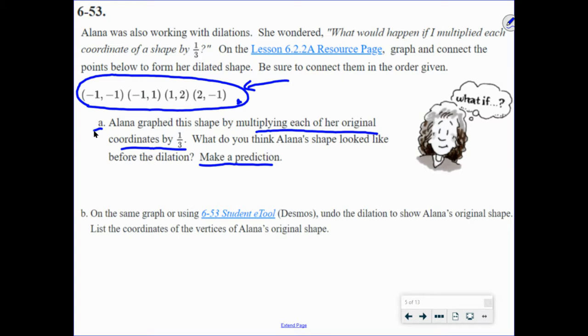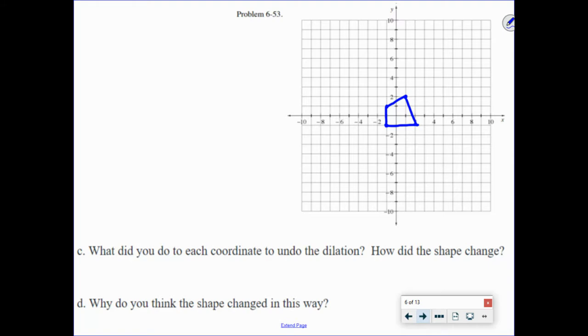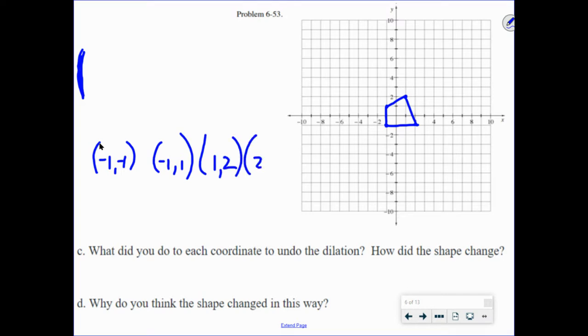On the same graph, or using, well, not the tool there, undo the dilation to show Alana's original shape. List the coordinates of the vertices of Alana's original shape. Okay, so we're going to go over here. Now, this time, we're writing these coordinates. These are the final coordinates here. So let's write these final coordinates. (-1, -1), and you see I'm writing them a little bit lower because we're going to put the original ones up here, okay? (-1, -1), (-1, 1), (1, 2), and (2, -1).